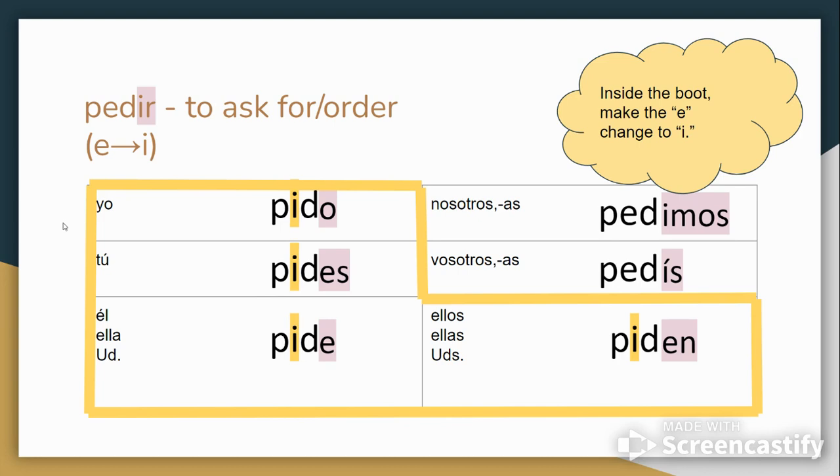I want you to take a pause. Make sure you've got all these forms filled into your chart. Make sure you have your boot shaped up and colored in. Make sure you have your stem changes highlighted as well.